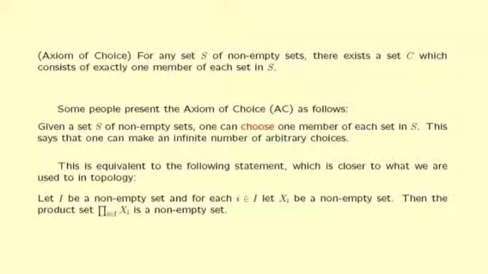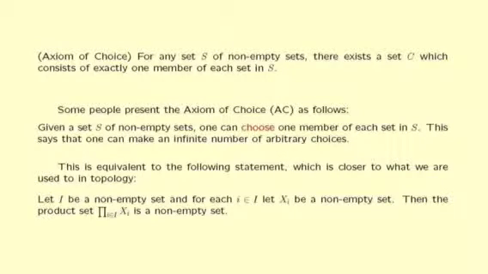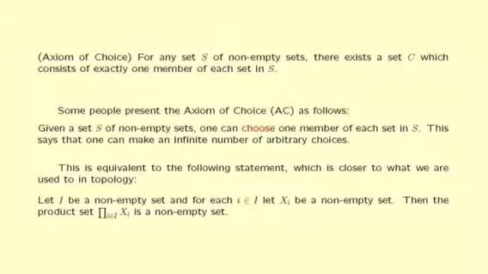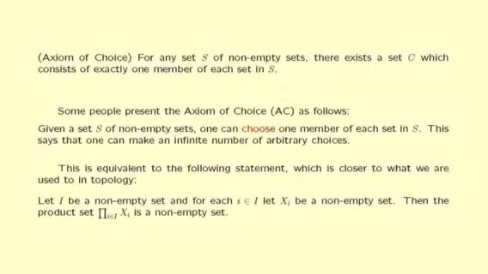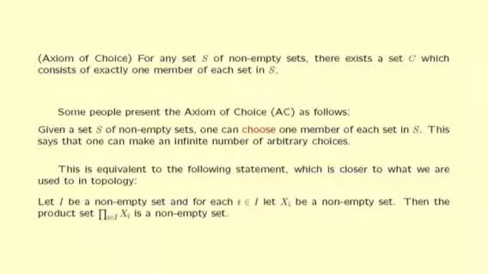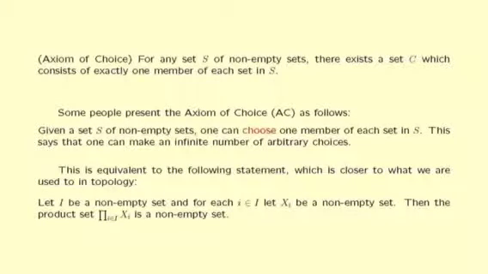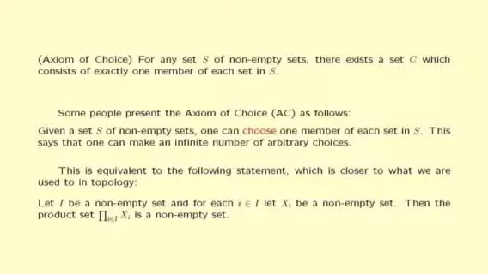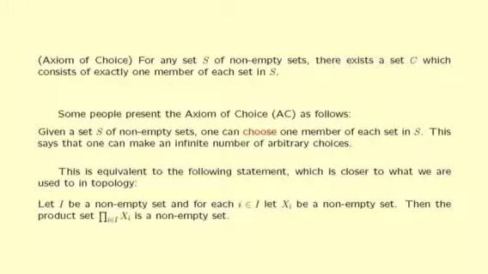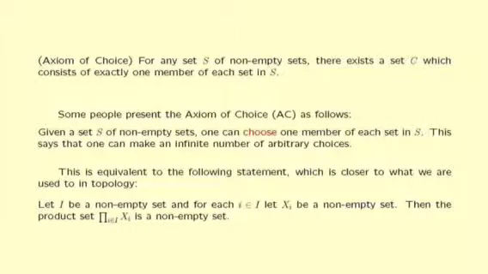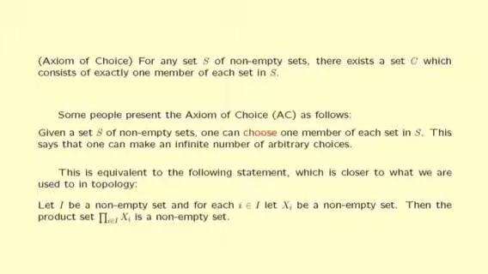While the Zermelo-Fraenkel axioms are regarded as the starting point for set theory, there is another axiom that is often added. That axiom is the axiom of choice. It says for any set of non-empty sets, there exists a set which consists of exactly one member of each set in the original collection of sets.